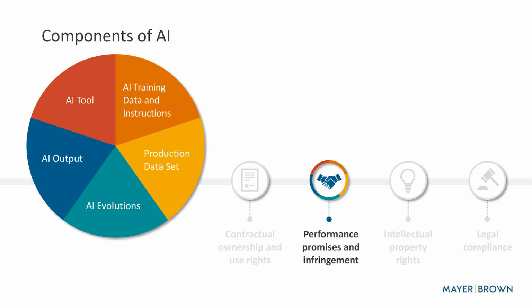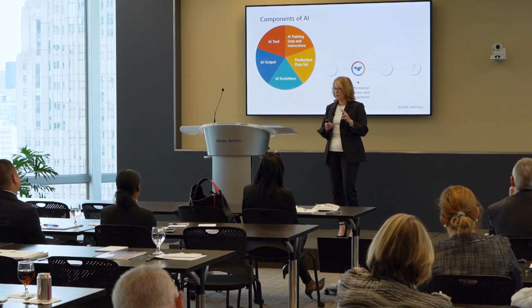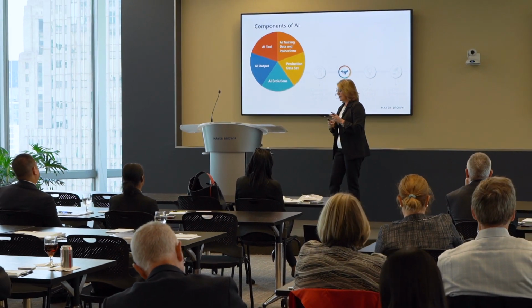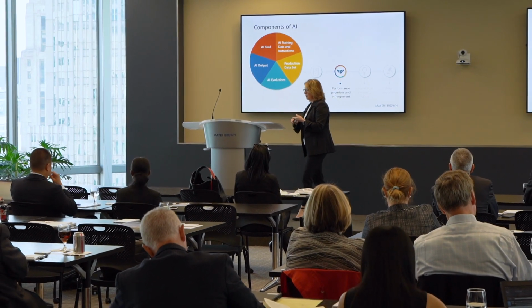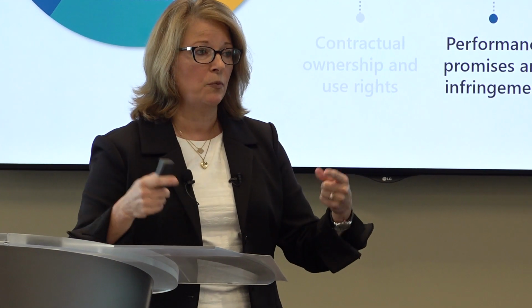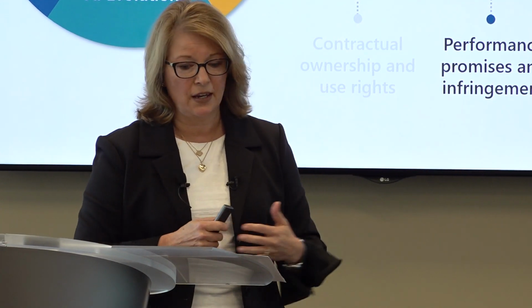Now let's talk about performance promises and non-infringement. Obviously, tech contracts have many reps and warranties. I focused on these two because they are most common in technology agreements. Typically you have a performance rep and warranty that says the software or the technology will perform in accordance with the documentation or the specifications.